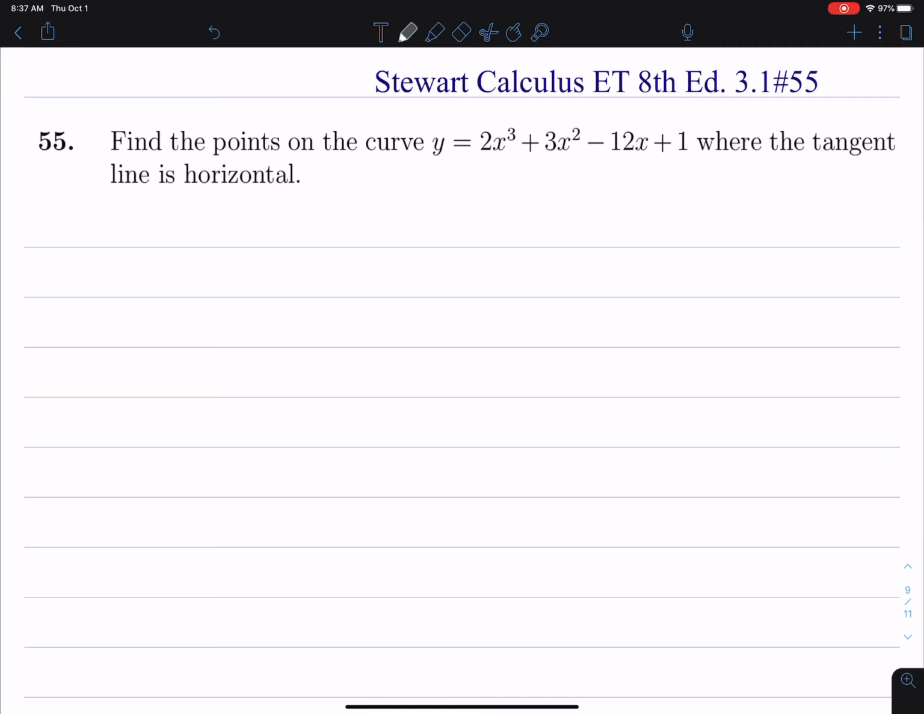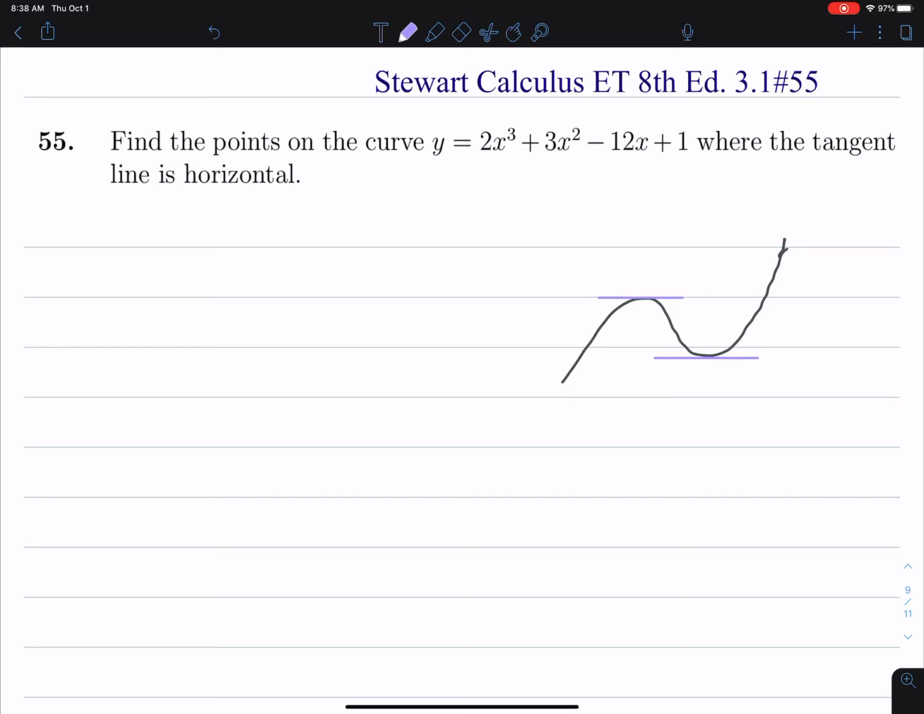For this problem, we find the points on the curve, and the curve is given by the function presented here, where the tangent line is horizontal. Now, what this can look like is something like this. All right, this is what it could look like, and what's going on here is if I do have the graph, I can just visualize and see where the tangent line is horizontal. Remember, the slope of the tangent line is equal to the derivative.